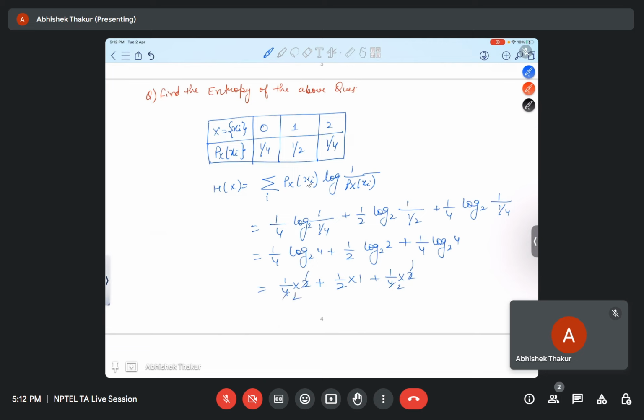So 1 by 4 into 2, plus 1 by 2 into 1, plus 1 by 4 into 2. This will be 1 plus 1 by 2, that is equal to 3 by 2. So that is 1.5. So the entropy for the above example is 1.5.